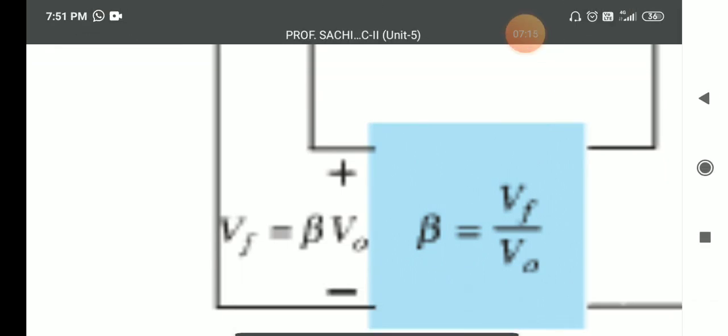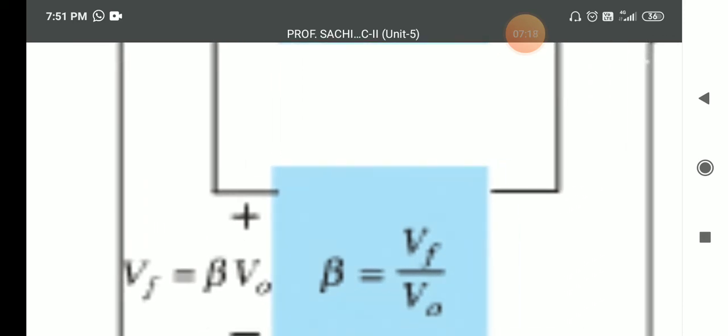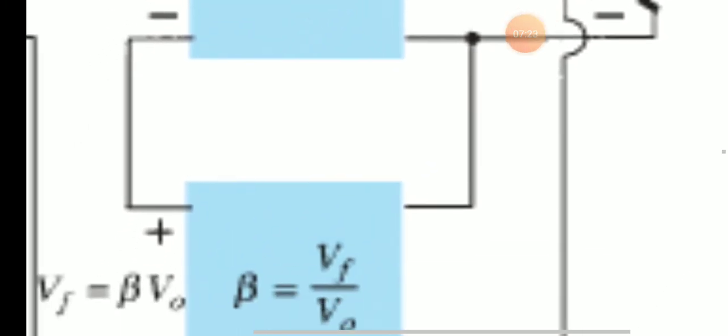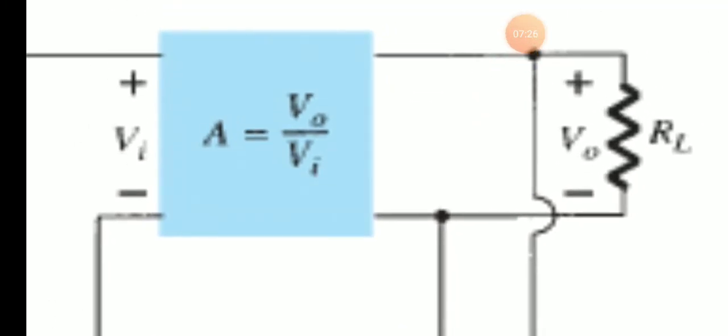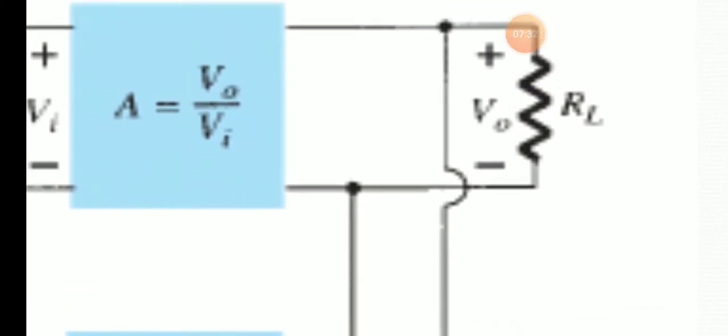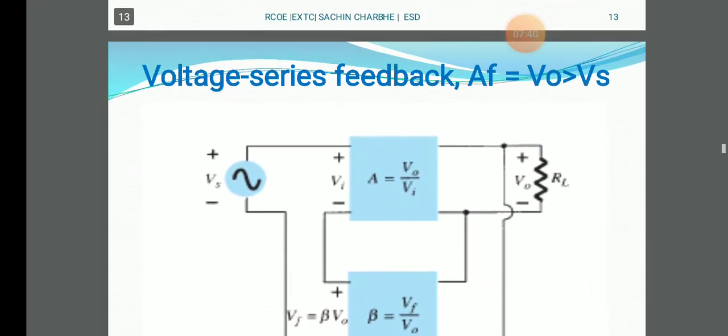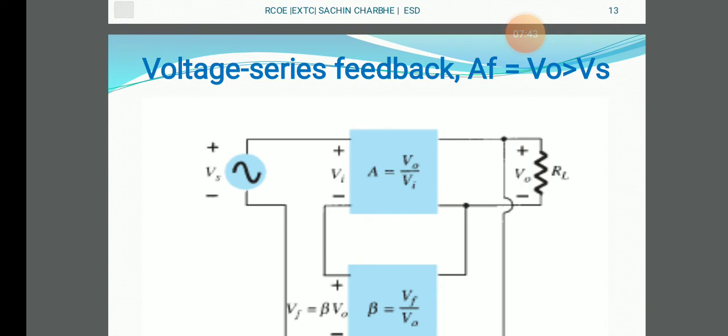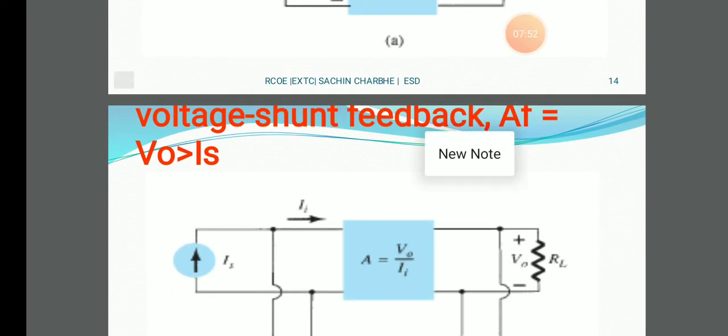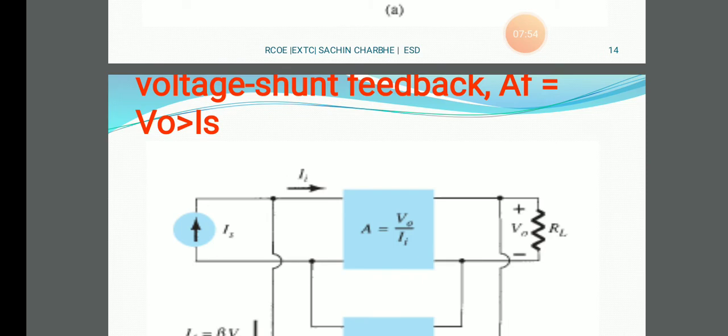So here Vf is beta V0, that is Vf by V0, the feedback voltage by the output voltage, which is calculated by beta. Then the gain of the amplifier is calculated by output voltage by input voltage. Here is the load resistance, here we get the output voltage, and that output voltage is again fed back to the feedback element. So this is the series diagram, voltage series feedback. AF is V0 by Vs: whatever source voltage we apply, we get an output voltage that is greater than that.